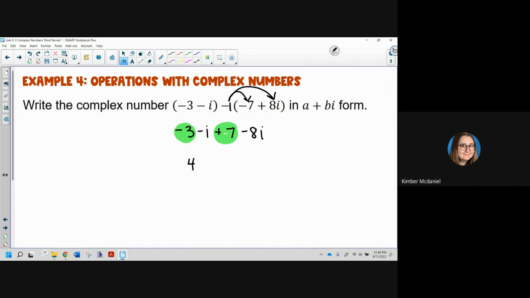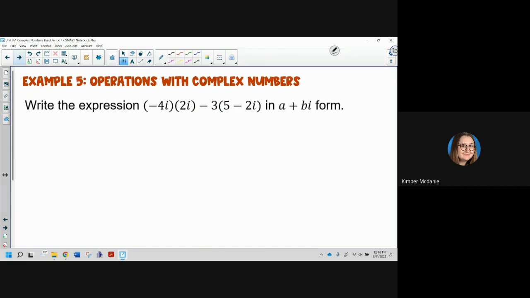Our imaginary parts are the -i and the -8i. We technically have a -1 and a -8, so it's going to be -9i. Once you have it down, put your pencil down. And if you're asking yourself, is that it? Yeah. Hang on just one second. Okay. Let's look at example 5.